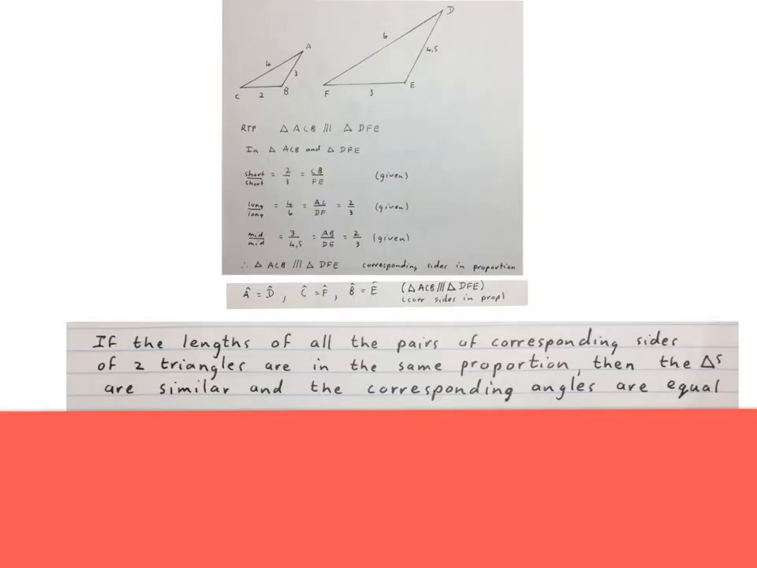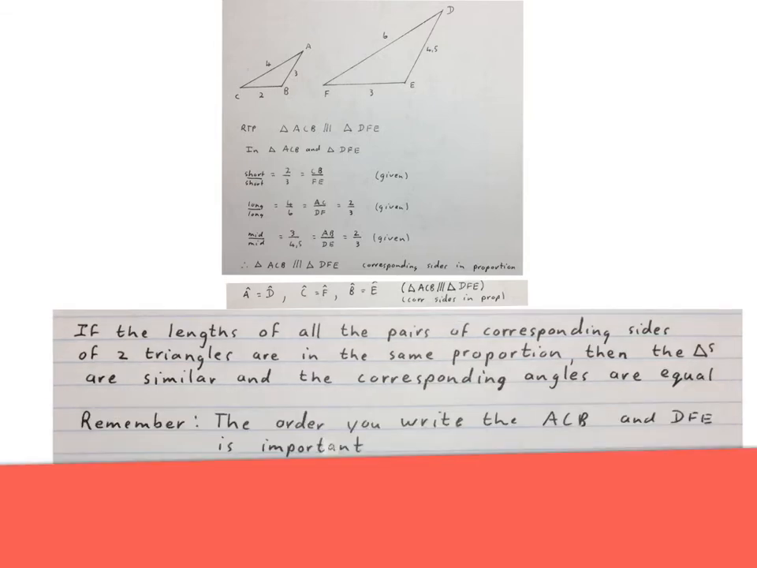In any good textbook, you'll now find this summary of what I taught you up here. It says there, if the lengths of all the pairs of corresponding sides of two triangles are in the same proportion, then the triangles are similar and the corresponding angles are equal. It's a mouthful, try and say it with me. If the lengths of all the pairs of corresponding sides of two triangles are in the same proportion, then the triangles are similar and the corresponding angles are equal. Try and see if you can make a small summary for yourself about these facts. Then I wrote a side note for you.